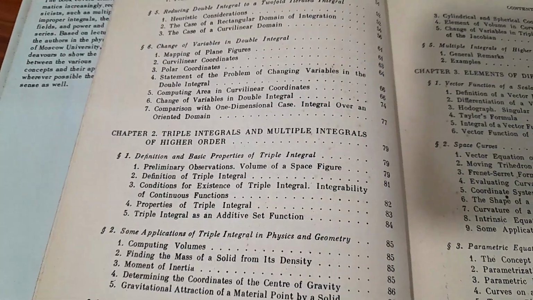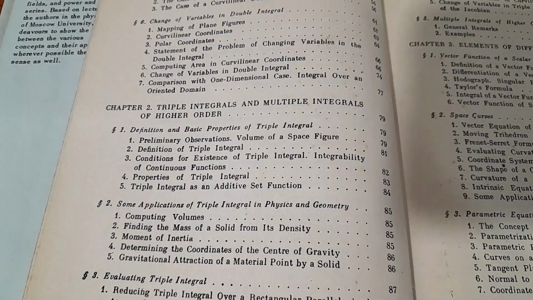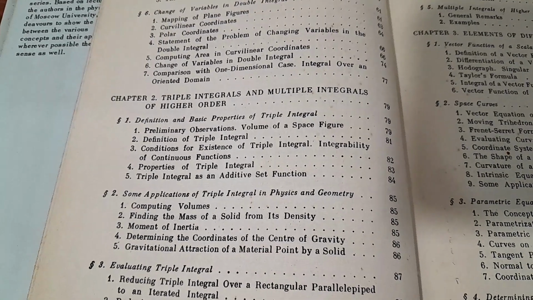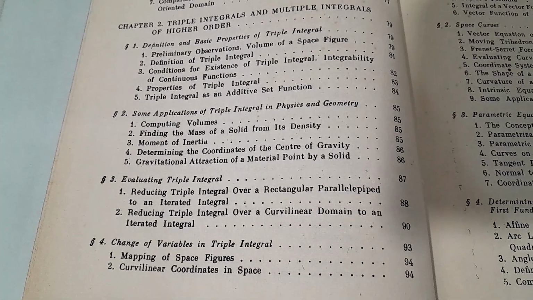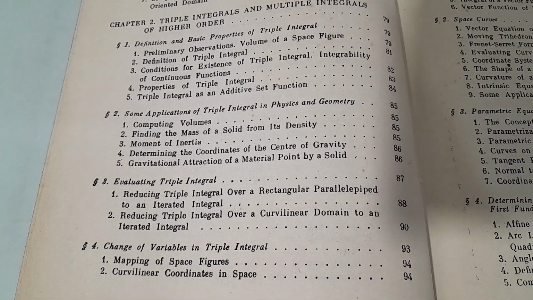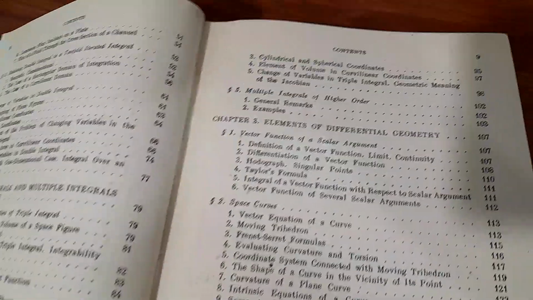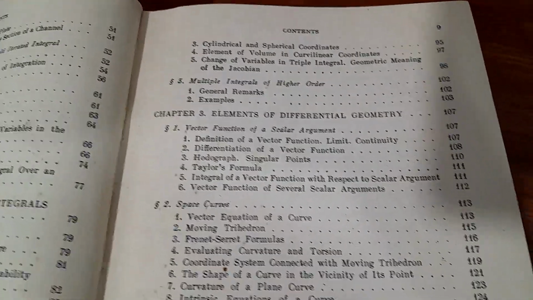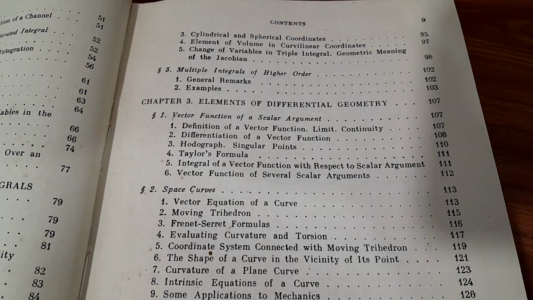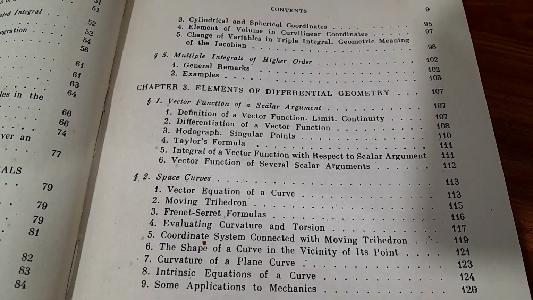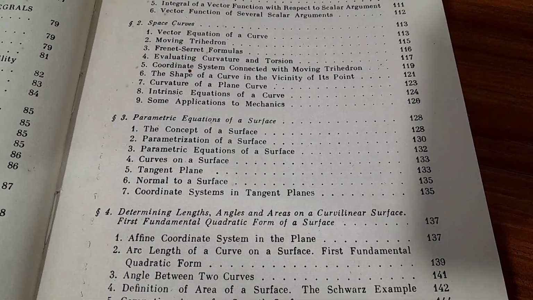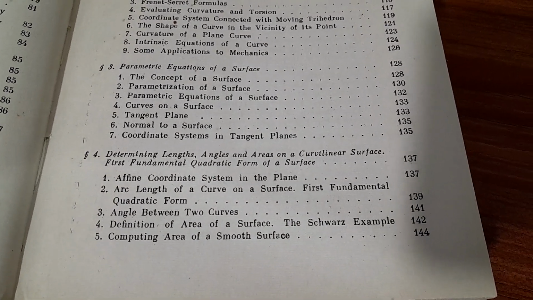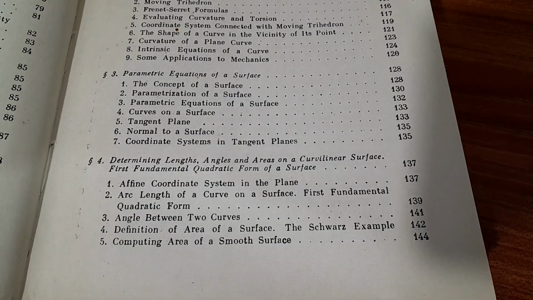Then we have chapter 2, triple integrals and multiple integrals of high order: definition and basic properties of the triple integral, some applications of the triple integral in physics and geometry, evaluating the triple integral, change of variables in the triple integral, the multiple integrals of high order. Chapter 3 is elements of differential geometry: vector function of a scalar argument, space curves. We have parametric equations of a surface, determining lengths, angles, and areas on a curvilinear surface, first fundamental quadratic form of a surface.